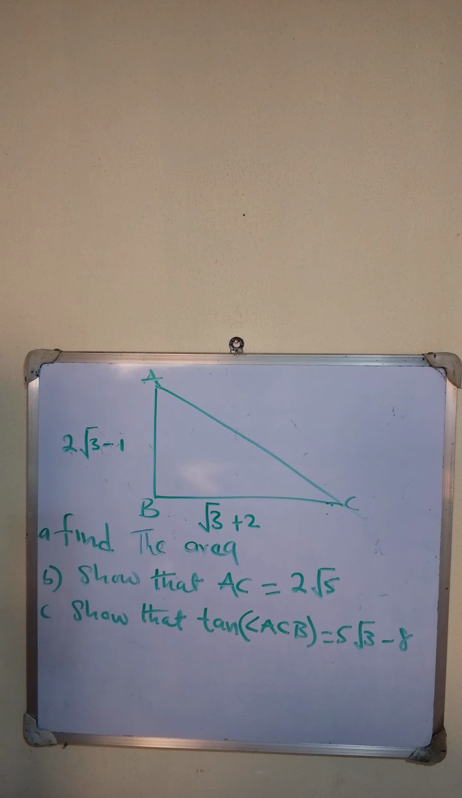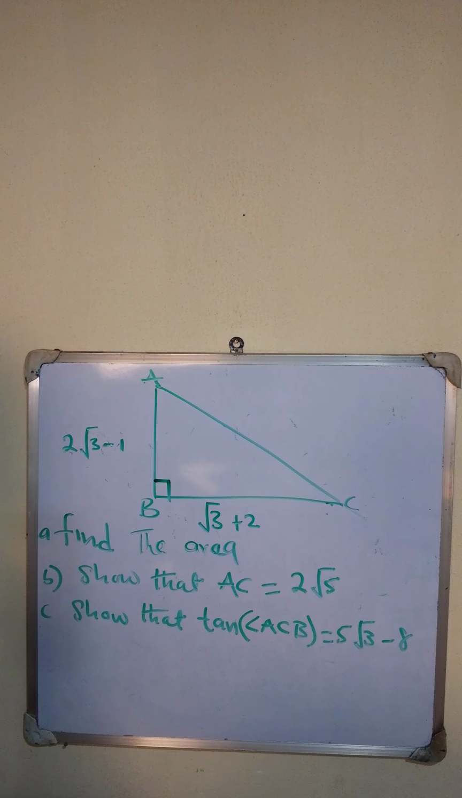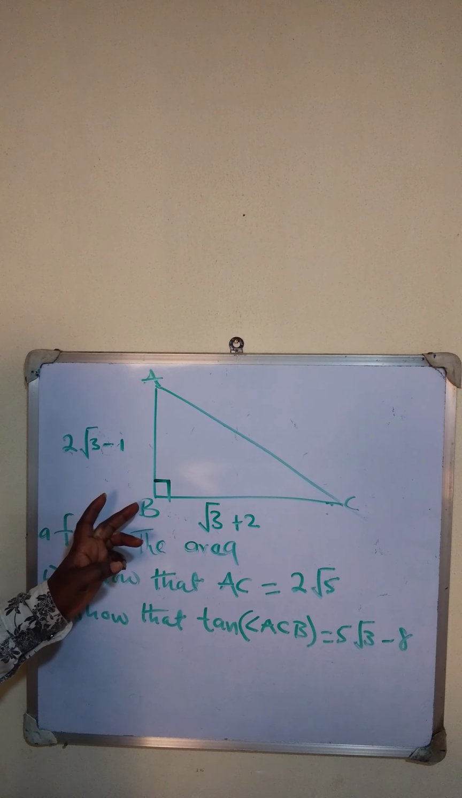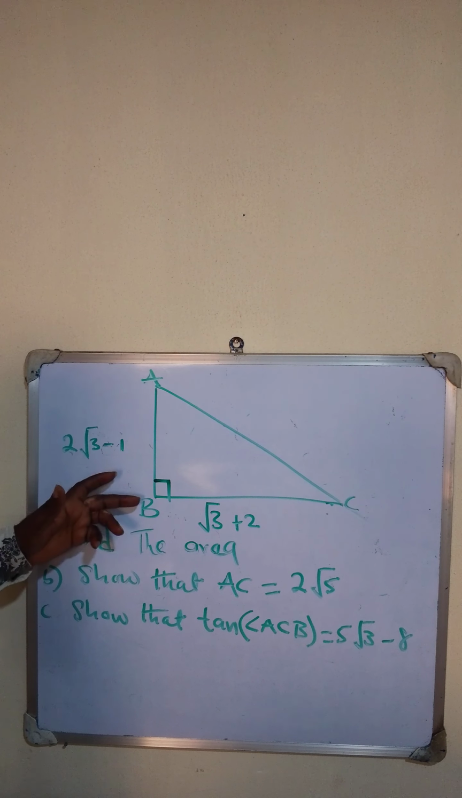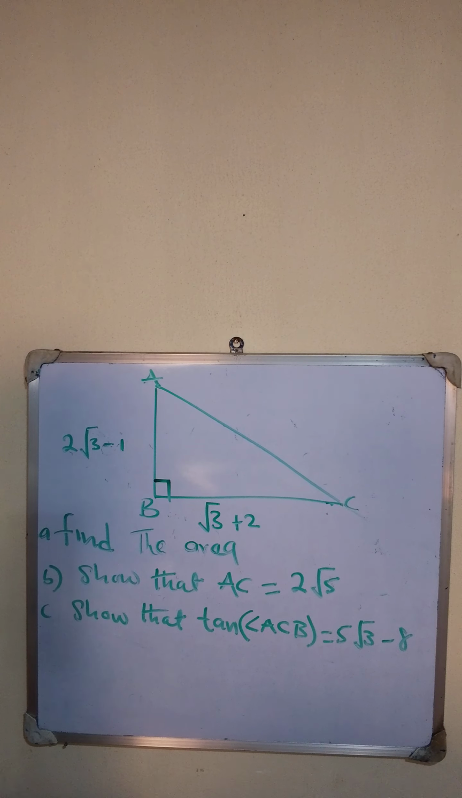As you can see, we have a right angle triangle. This is why you have the 90 degree. Then we have the AC, the AB and the BC. The AC stands for the height and the BC stands for the base. So we have three things to do.